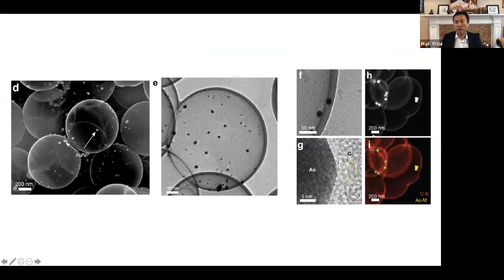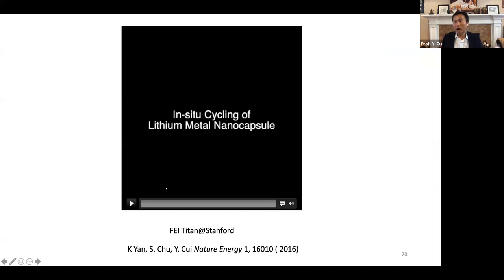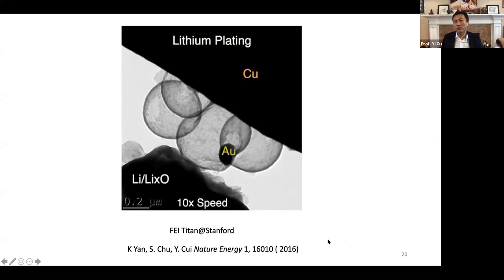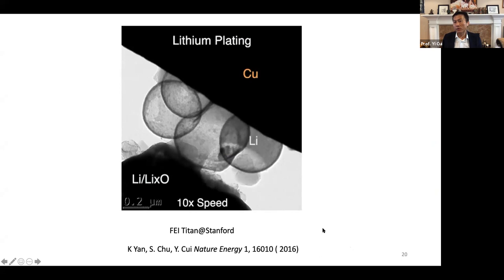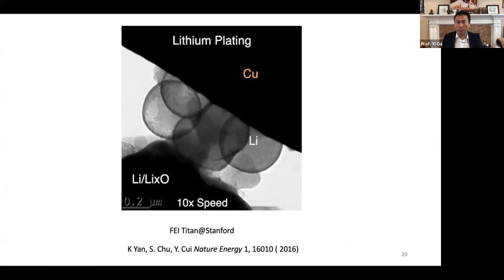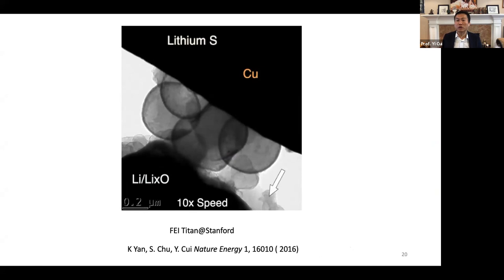And now let's look at whether our hypothesis is right. Using this in situ cycling of lithium deposition into this hollow carbon, we can see lithium coming in, and gold getting dissolved away by lithium. So lithium has the solubility, the capability to dissolve gold away. Gold effectively functions as a nucleation seed. They really like each other, so they can help make the deposition in there.